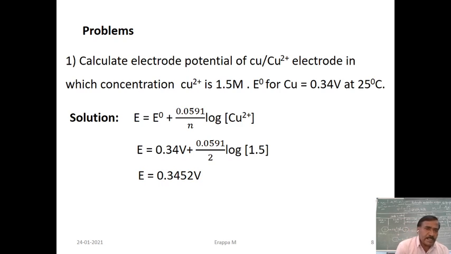So write the Nernst equation for single electrode potential: E is equal to E naught plus 0.0591 divided by n log of Cu2+. Here the E naught value is given. E is equal to 0.34 plus 0.0591 divided by 2 log of 1.5. On simplification we get E is equal to 0.3452 volts.